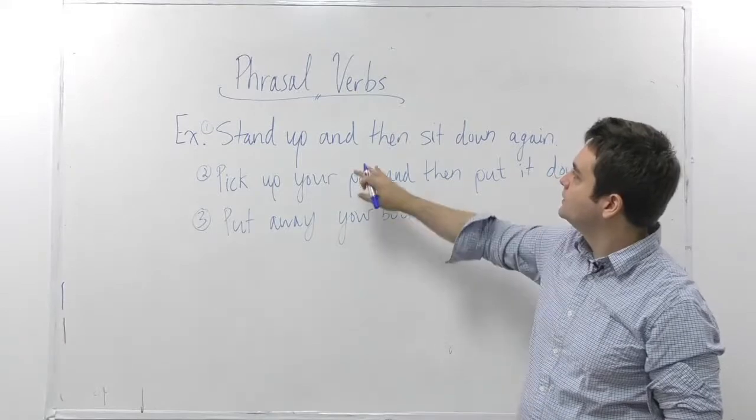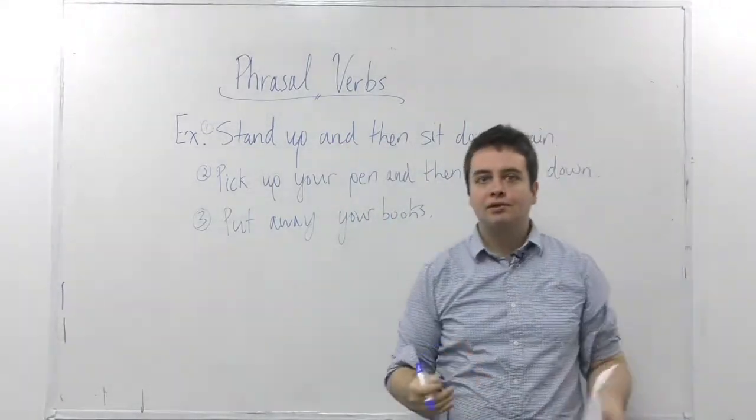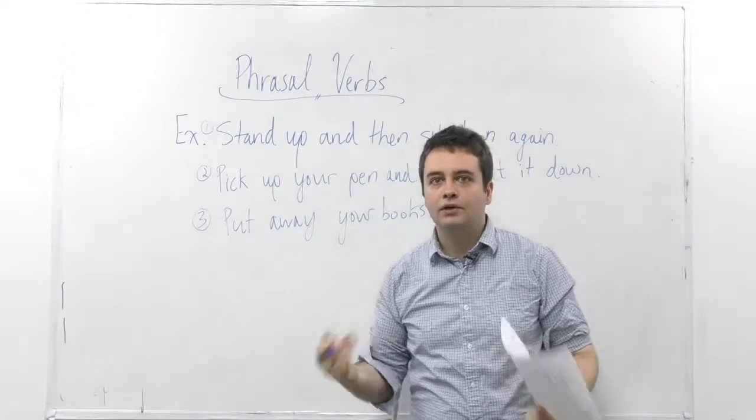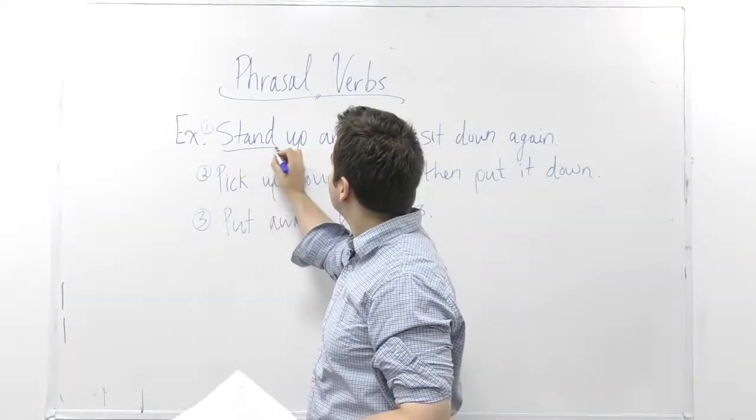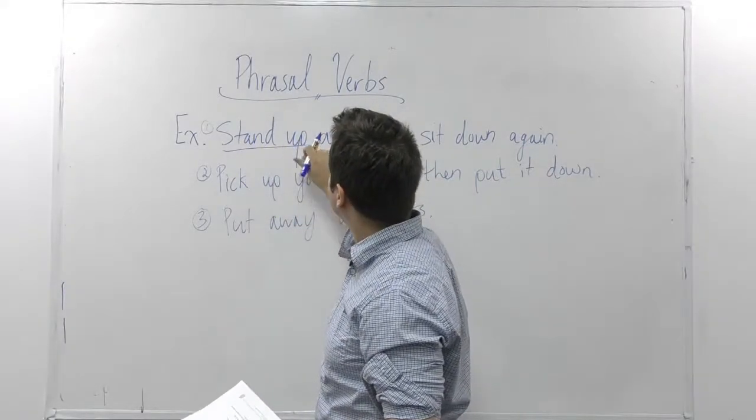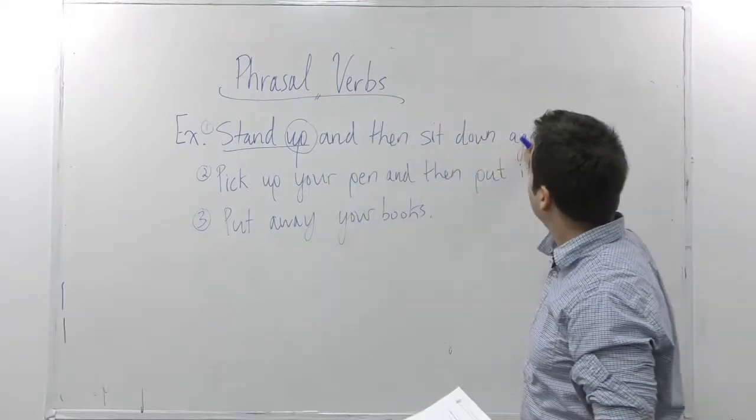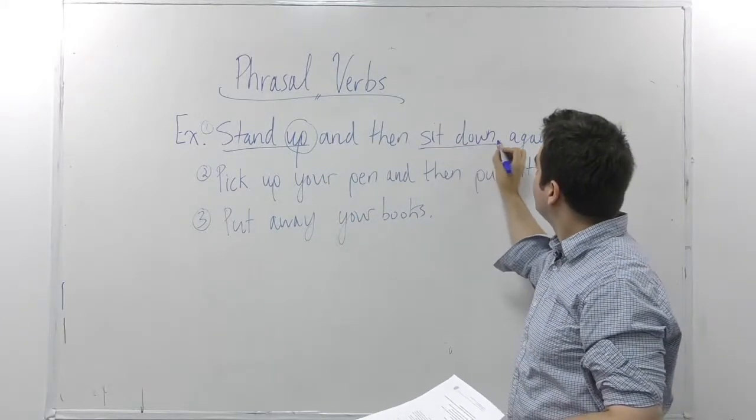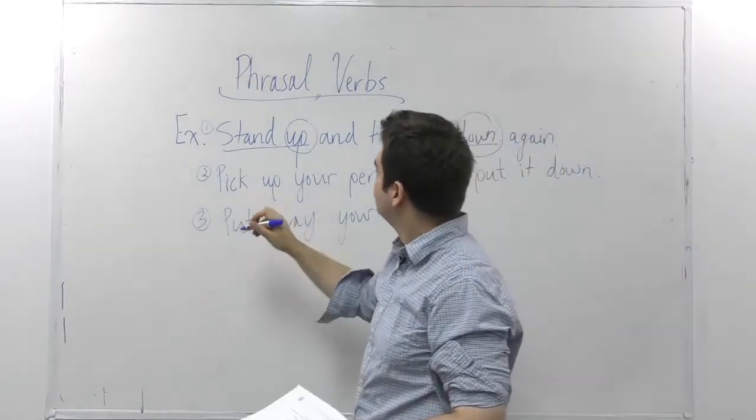Okay, so just taking a look at the 3 sentences here, guys. We got 3 sentences. Stand up and then sit down again. Okay, so think about that sentence. Where are the phrasal verbs here, right? Well, first one here is right here, stand up. So we've got our verb, and in this case we have a preposition, right? And then sit down again. So we also have another phrasal verb here.